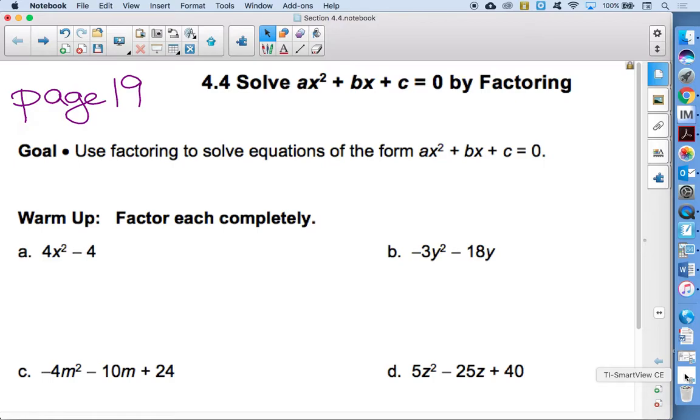Ladies and gentlemen, people are still working. Please turn to page 19 and get started on page 19. Ladies and gentlemen, please be quiet. Turn to page 19.